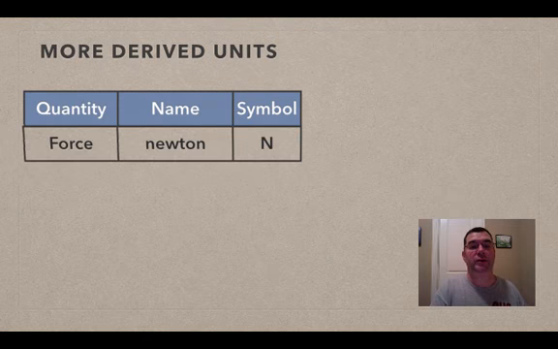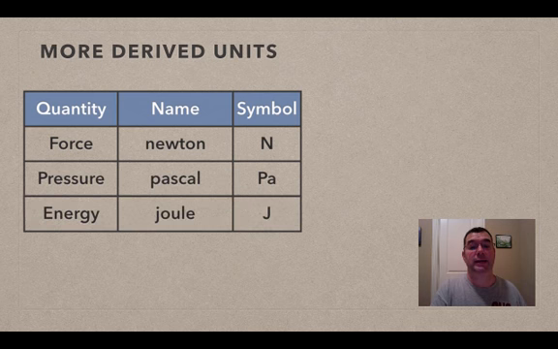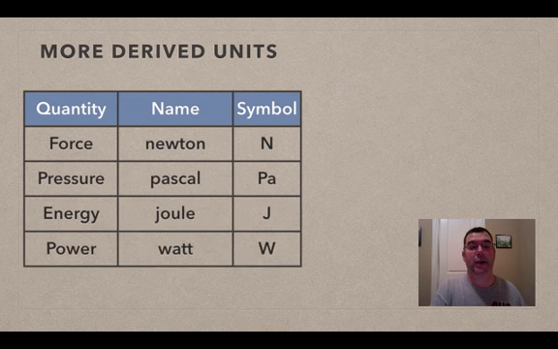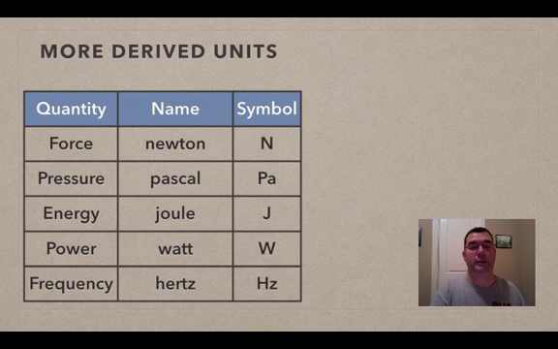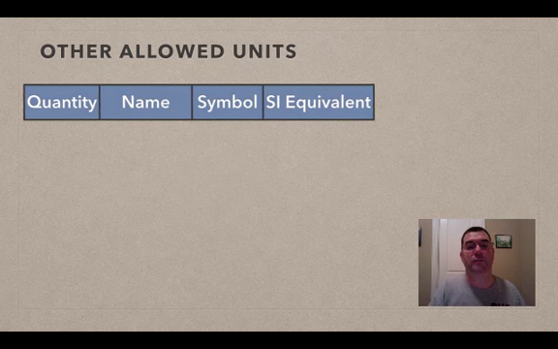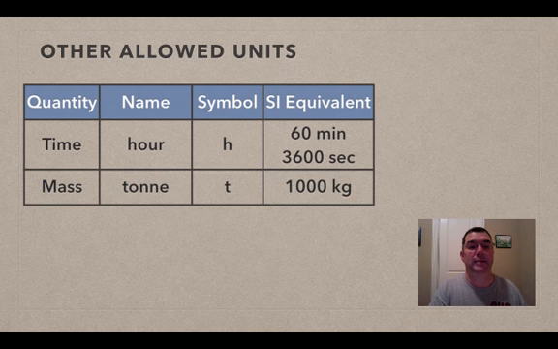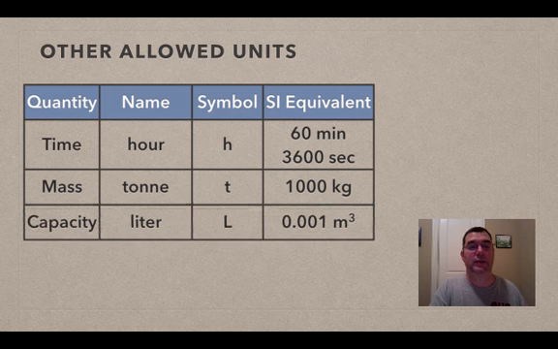Okay, other derived units, force is measured in newtons, pressure in pascals, energy in joules, power in watts, and frequency in hertz. Okay, so other allowed units are used by combining or expanding on some of the units that we've already talked about. So time can be measured in hours, which is 60 minutes or 3,600 seconds. Mass can be measured in tons. Each ton is 1,000 kilograms.